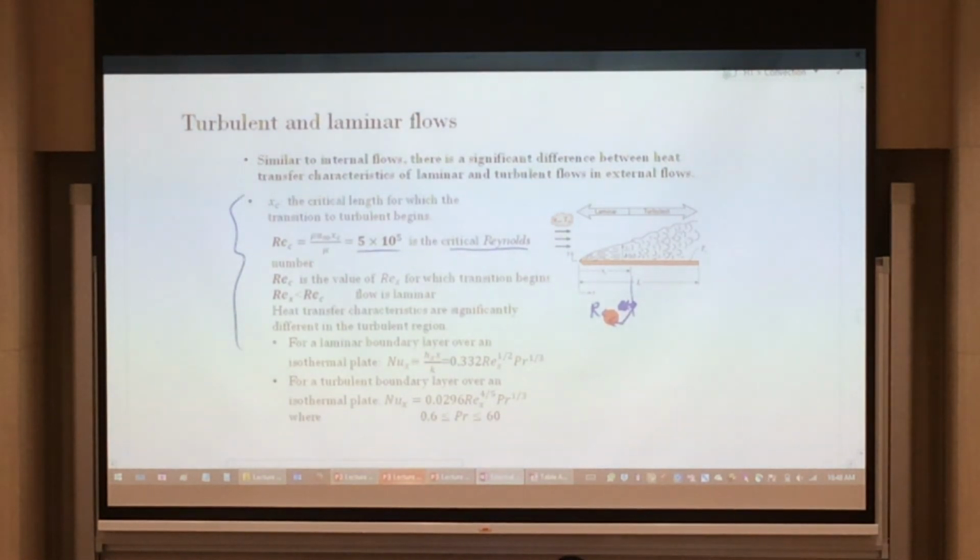The length from the leading edge, this edge here, is what we call the leading edge. From the leading edge to where the critical Reynolds number is, how do I know it is critical? I know it is critical if it's equal to 5 times 10 to the power 5. For Reynolds number, this should be Re_c, you would need that distance, xc. xc is from that leading edge all the way to where your Reynolds number is 5 times 10 to the power 5. That is your critical length.